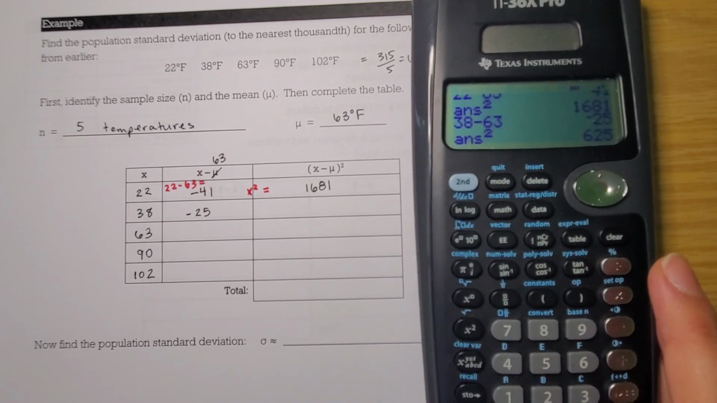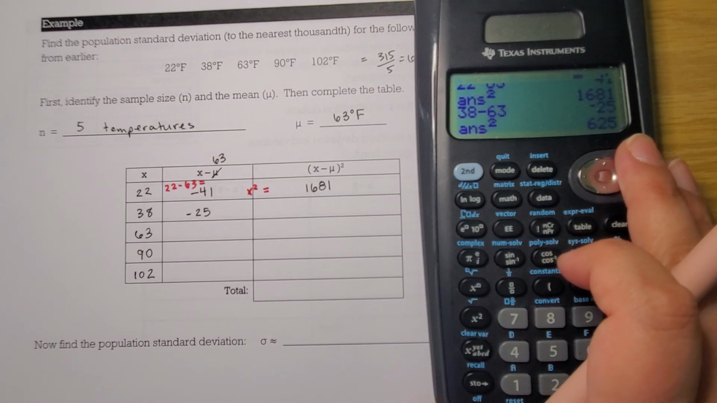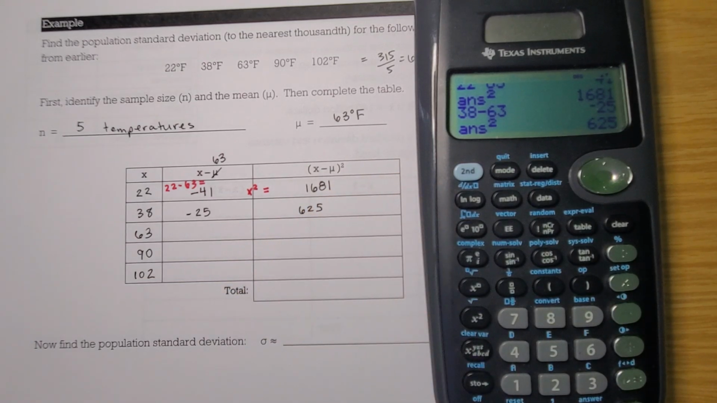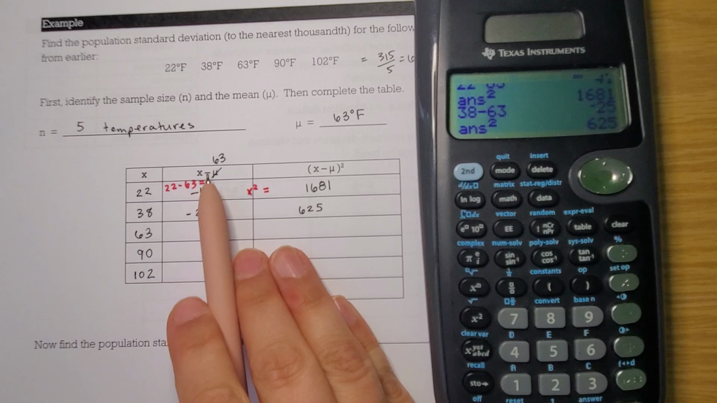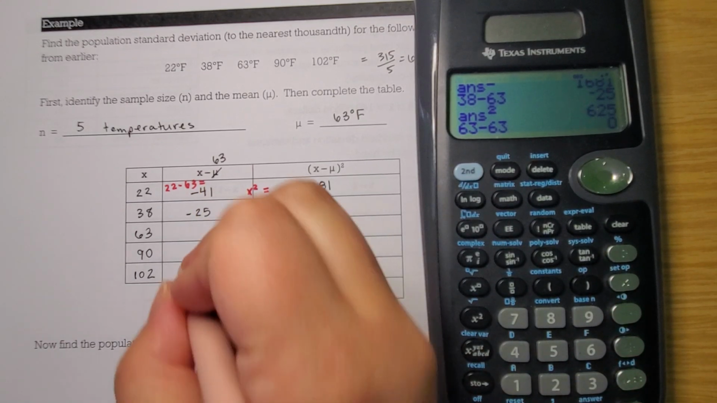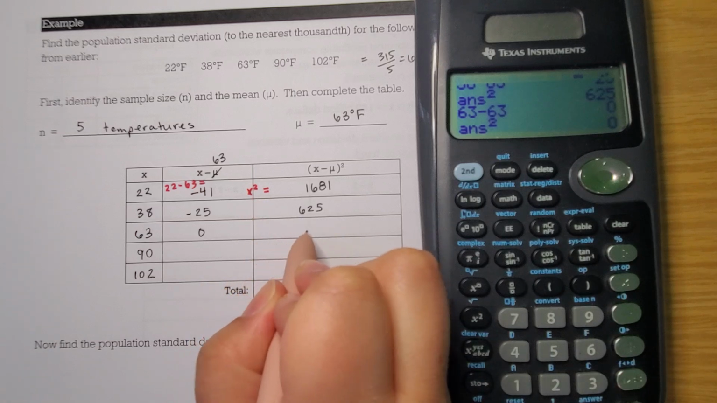Oh, I realized my keys aren't all on screen. So I hit the x squared and then equals, and that gave me 625. Next, I'm going to do 63 minus 63. Gives me 0. That makes sense. X squared should also be 0. Good. It's good to test your calculator now and again.